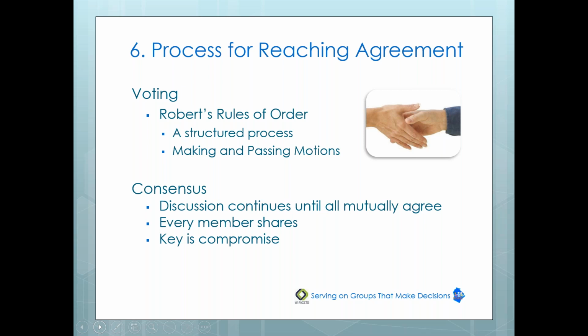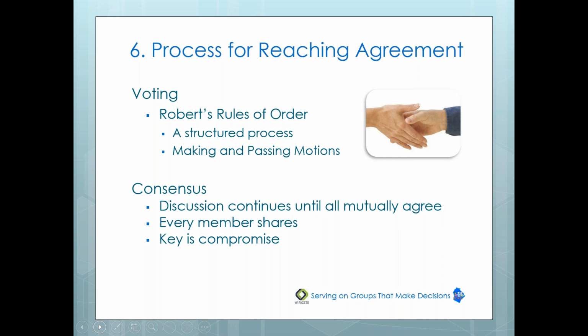So somebody has to make a motion to the group, which is asking them to make a decision on a certain thing. Somebody else has to second the motion, and then there's an opportunity for people to discuss the motion. And then everybody is asked to vote. So you can either vote yes or no, or you can abstain.